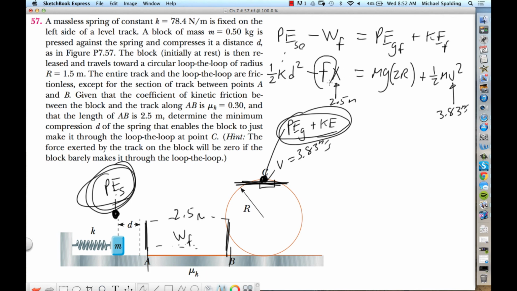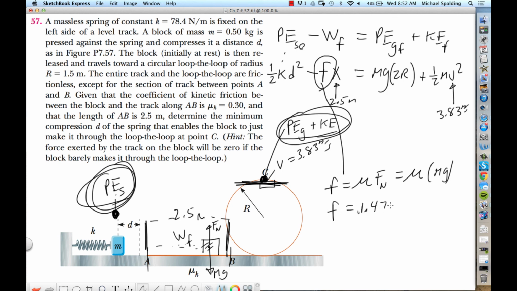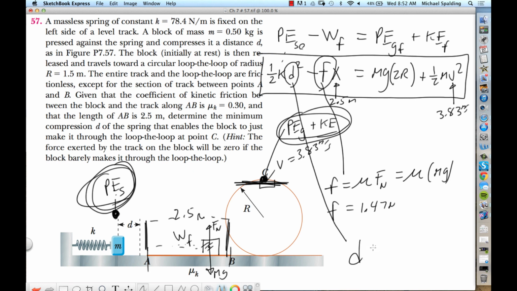Okay, and then friction. Guys, you got to solve for friction. What's the equation for friction? Mu times normal force. In this case, what's the normal force? If you look at the block when it's down here, you got mg down, you got normal force up. What must be true about normal force and mg? They're equal. So friction comes out to be 1.47 newtons. Now look, we have everything. If you look at that equation, we got everything except what? d. Take that, solve it for d.